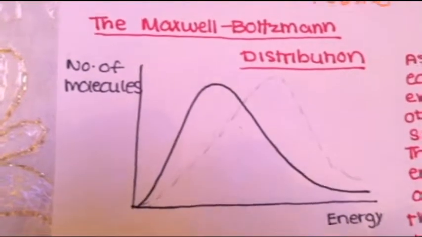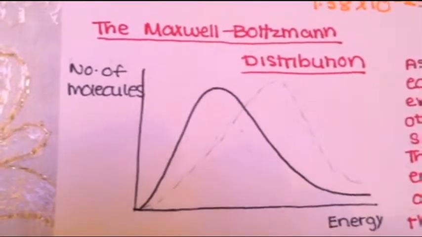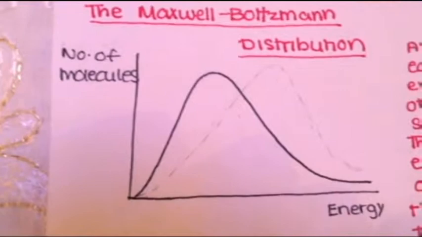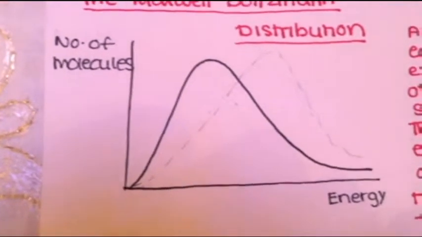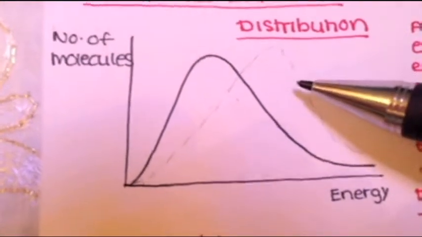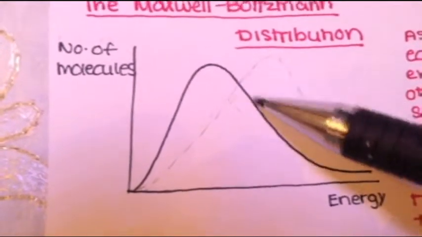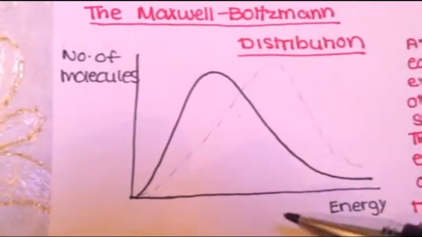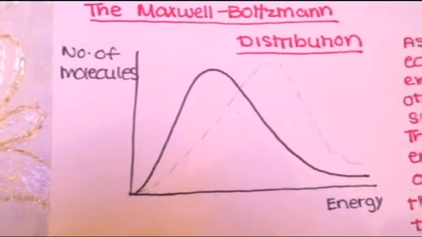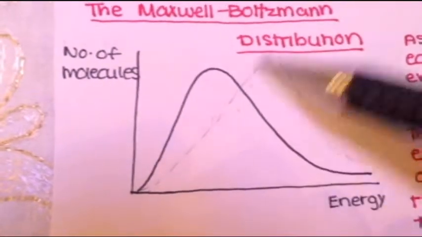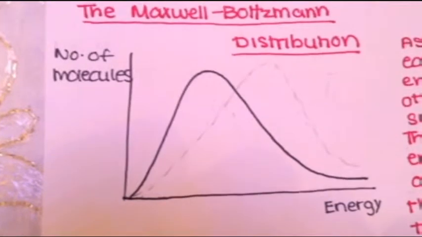This graph is also for a specific temperature, so as the temperature changes, the graph changes, and the peak of the graph moves more towards higher energies, because the average speed would increase as the heat increases. So it's shown through this line.